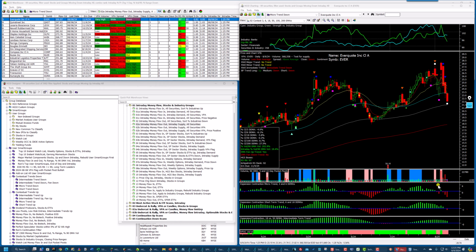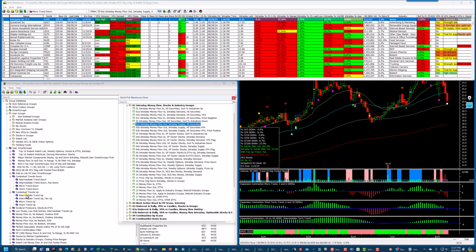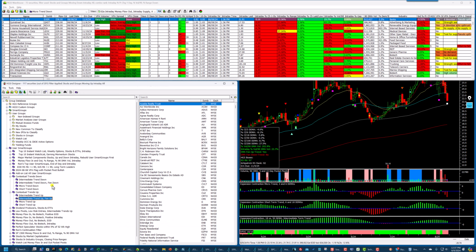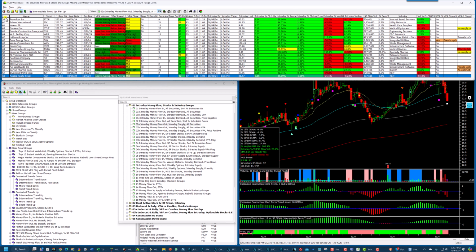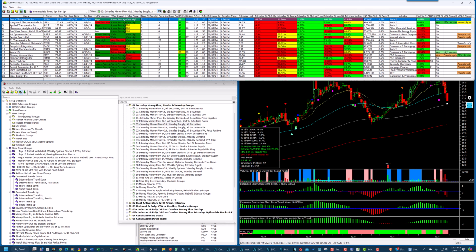So I'm still in the intraday money flow out, and I'm going to do something else. I'm over here to the left, and I'm going to go to the intermediate trend up with the fan up, and I'm going to transfer this. And then I just applied the filter. And these are stocks which are positive. The 3 is above the 6, and the VPOCs are all positive, but they're down for today. So this is a way you can possibly find some shorts that are just beginning.